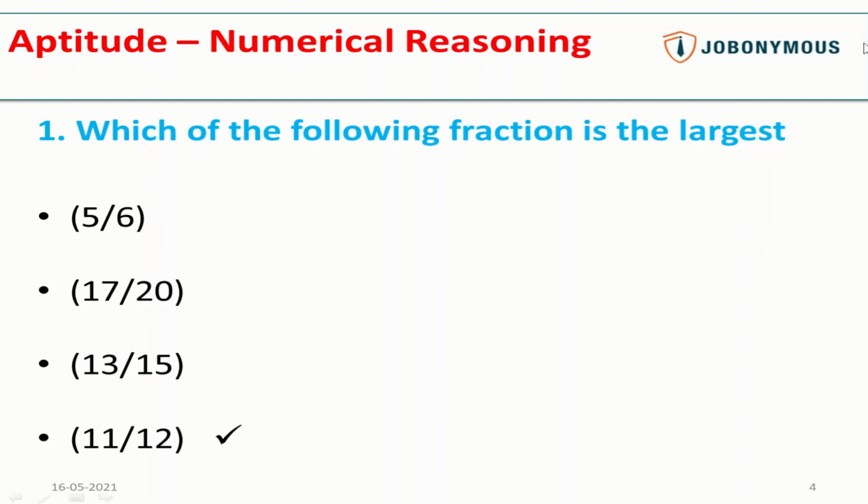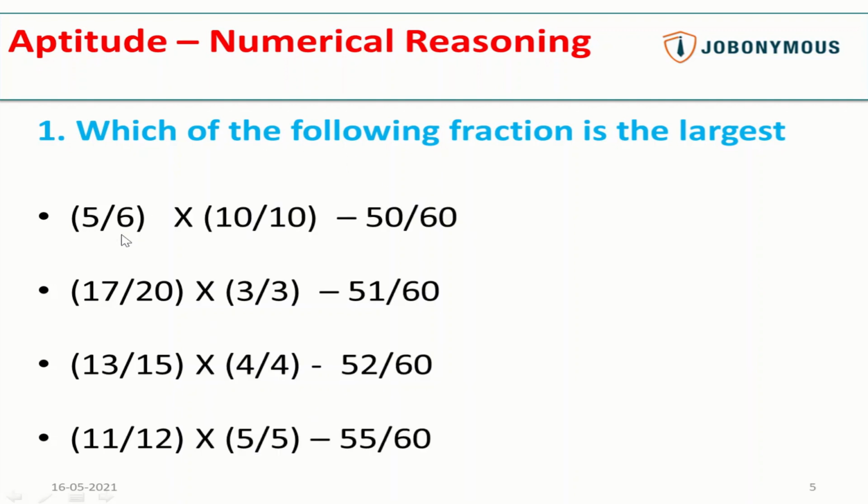See, most of you will calculate the value of each fraction, like 5 by 6 will come out to be 0.8 something, but that will consume a lot of time. Instead, what you can do is find the LCM of the denominators of all these. The LCM will come out to be 60, because 60 is divisible by all four of them. So you can multiply the 6 by 10. So 10 by 10 is 1 only.